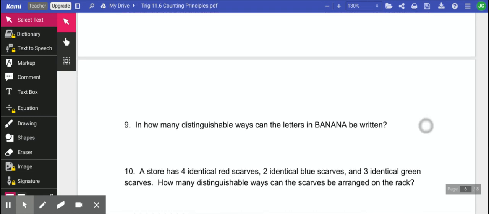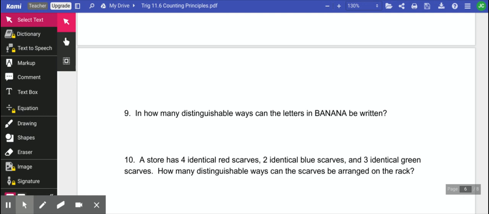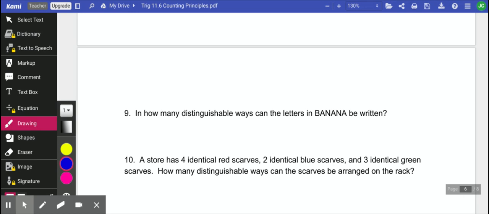So, for example, how many distinguishable ways can the letters in the word banana be written? All right. So we have 6 letters here, so we're going to do 6 factorial. That's our numerator. And then we have 1 b, so that's 1 factorial. And then a's, 1, 2, 3 a's, so 3 factorial. And then 2 n's, 2 factorial.